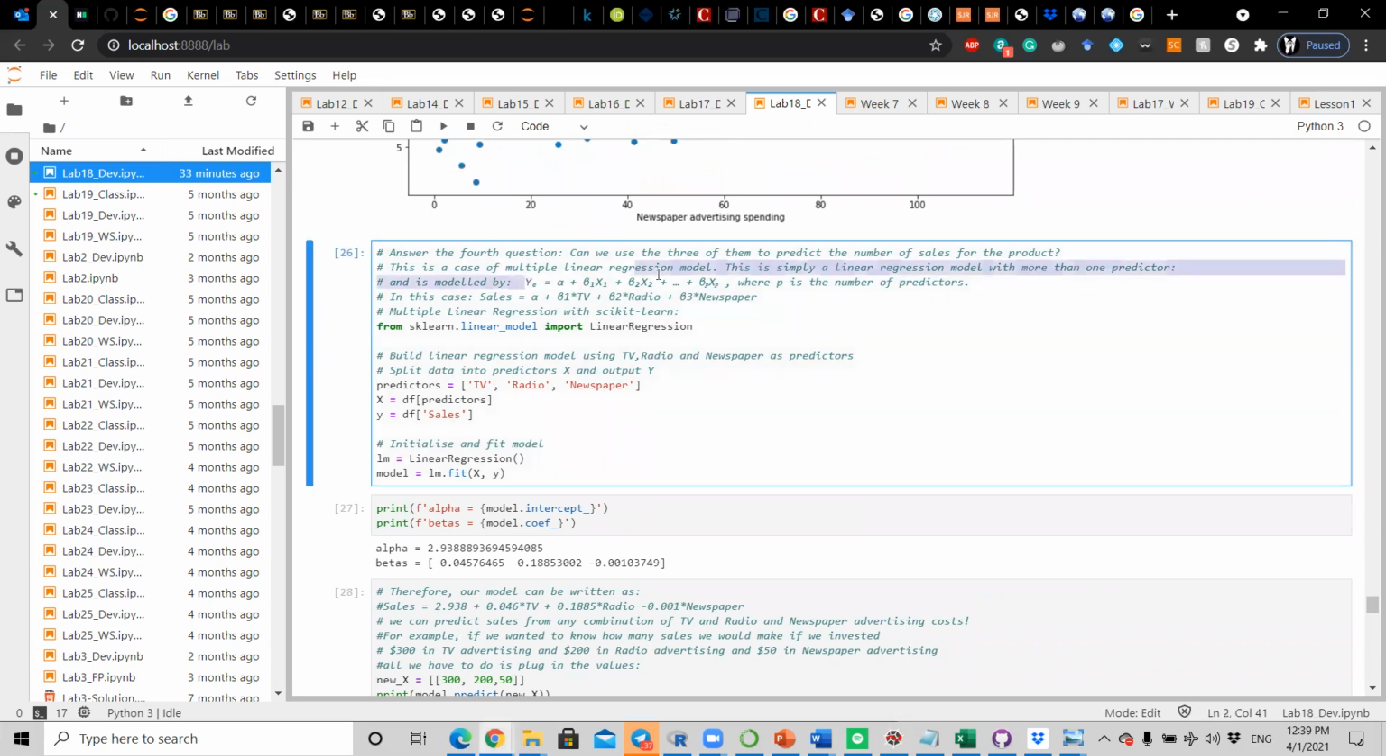This is how we model it. Instead of y equals alpha plus beta x, you will have beta 1 x1 for TV, beta 2 x2 for radio, and so on. So in this case, we have 3, so we will also have beta 3 x3 for newspaper.